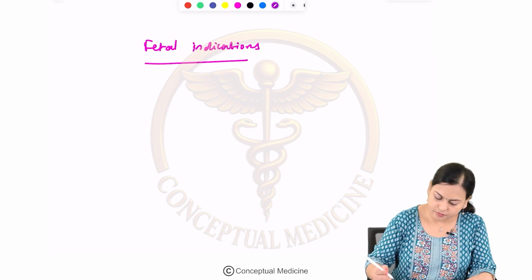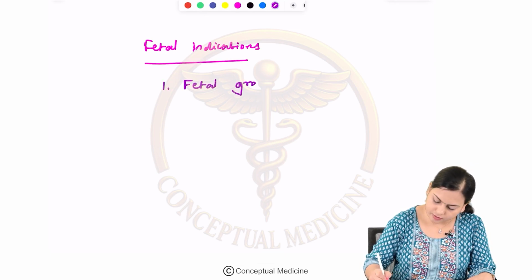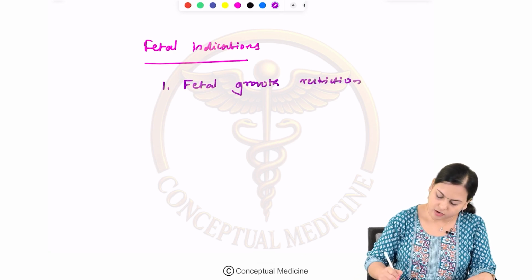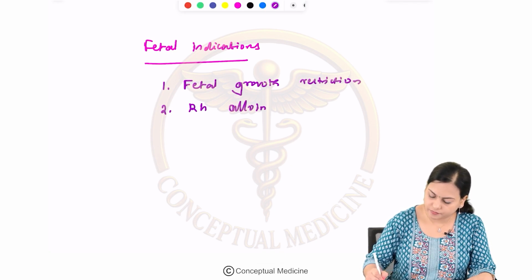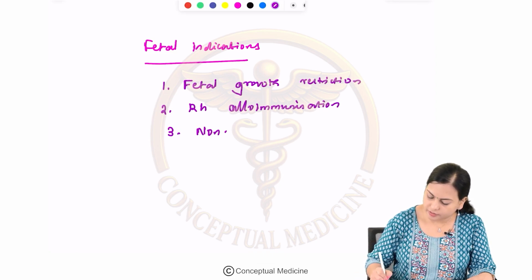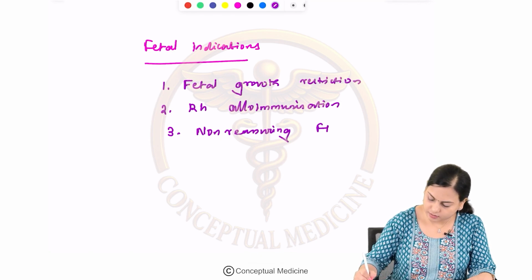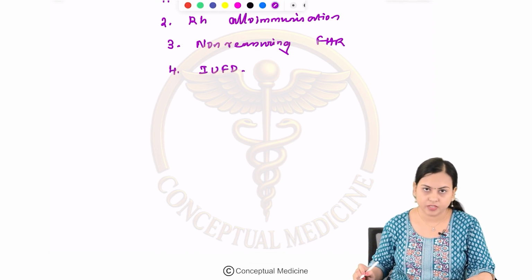These include fetal growth restriction, Rh alloimmunization, non-reassuring fetal heart rate, then intrauterine fetal death. Clear?